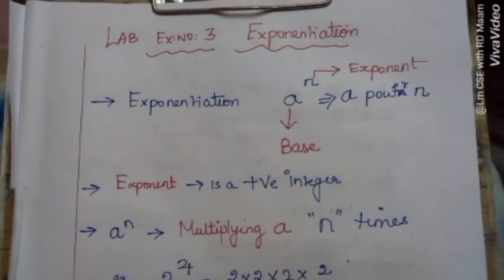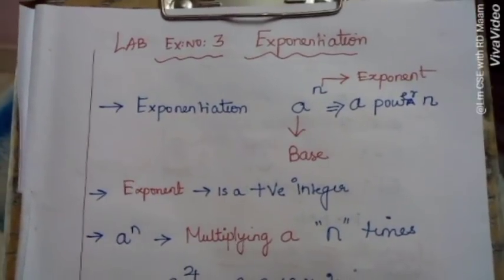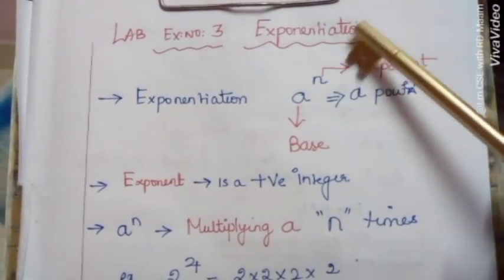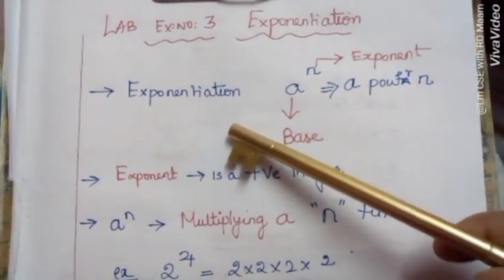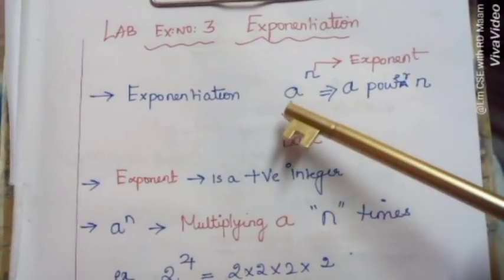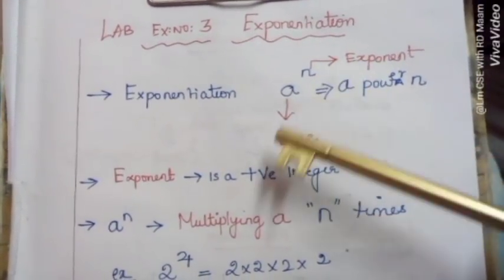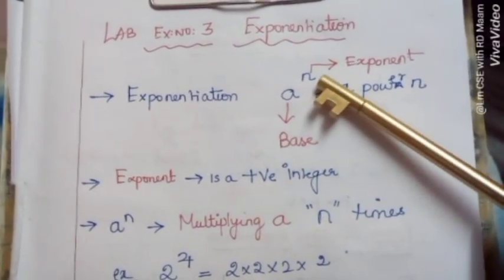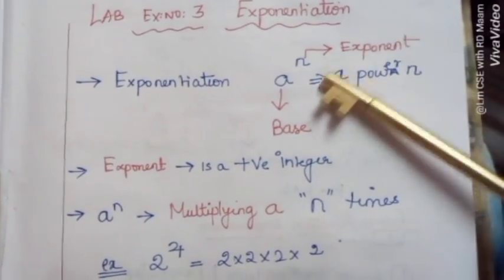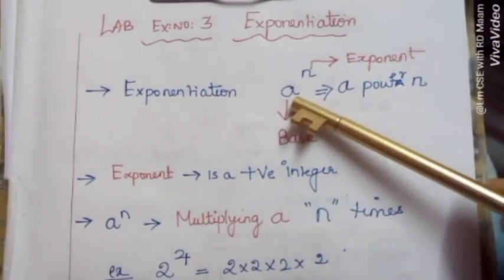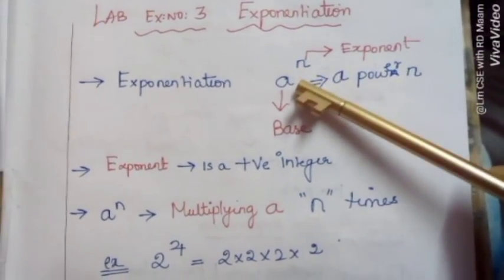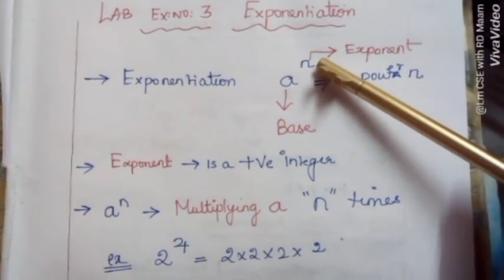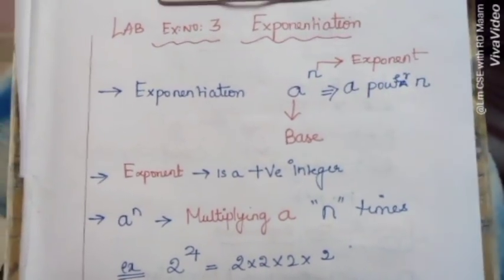Hi guys, welcome back. In this video, we are going to see the third program, which is nothing but to find exponentiation of a number. What is exponentiation? Anything to the power n. Here this is called the base, and n is called the exponent. So you have to multiply this base n times. That is the meaning of exponentiation.